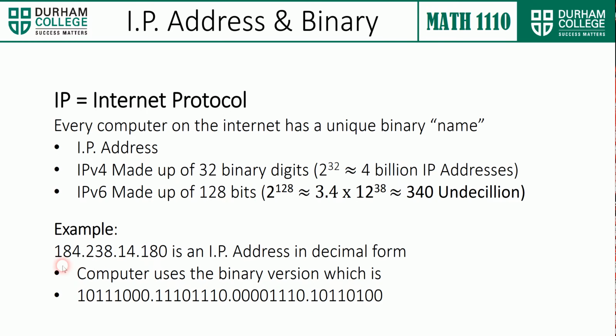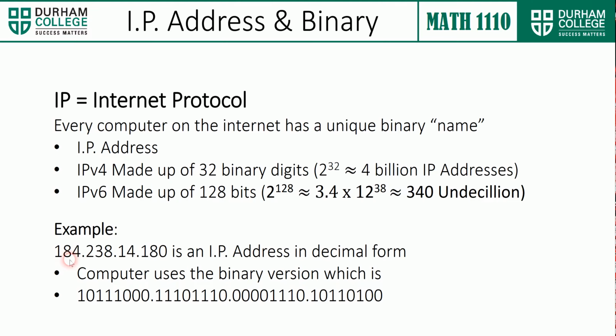So 8 and 8, 32 bits. And that is why the numbers in an IP address never go above 255, because every set is basically a byte, and a byte can never go above 255 in decimal, right? So this is what we have, and although what we see is this, the computer always uses the binary version of it, right? Which would be this.